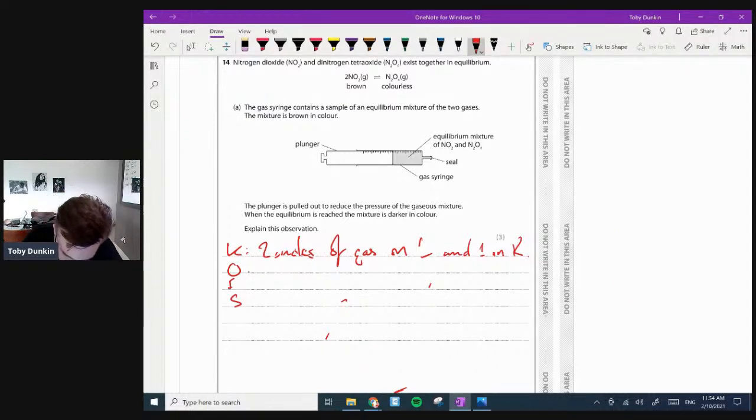2 moles of gas on left and 1 on right. Really sorry. Oppose. We reduced pressure. Equilibrium will increase the pressure.